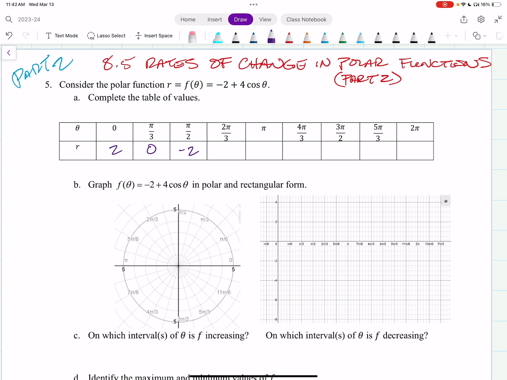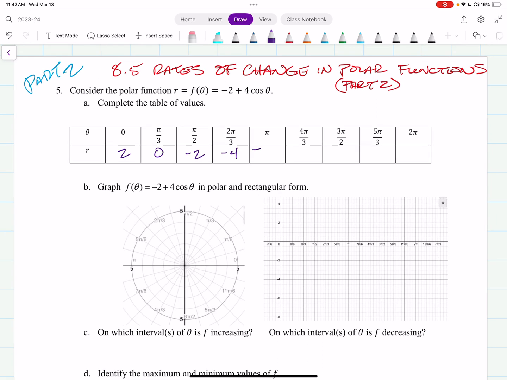Just keep on rolling. Cosine of 2/3 pi is negative in quadrant 2, so -1/2 times 4 is -2, plus another -2 gives you -4. What else? Pi. Cosine of pi is -1. That's how you maximize this function right here. -1 times 4 is -4, plus -2 is -6. There's your max right there.